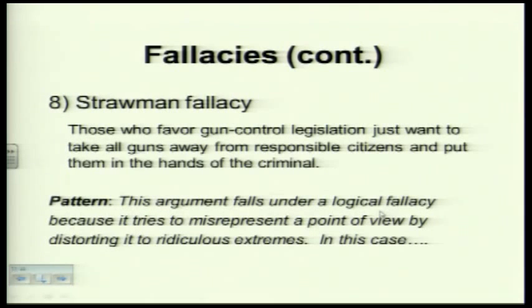Straw man fallacy. This last one is to take an issue to an extreme. Just like a straw man, right? Those who favor gun control legislation just want to take all guns away from responsible citizens and put them in the hands of the criminal. That is one extreme. People who favor gun control legislation might not have that extreme end as the goal, right? So you can attack that as well.